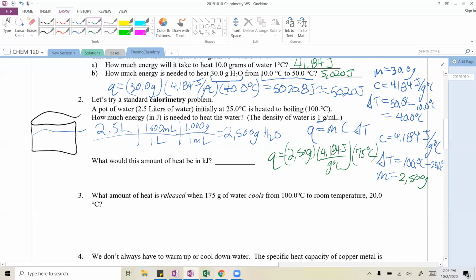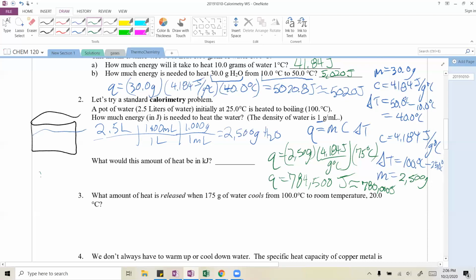So 2,500 grams times 4.184 times 75, we get a Q that's equal to 784,500 joules. This is why boiling a pot of water takes so long, because it's a lot of energy that you have to be putting inside of that. Now, when we think about the significant figures, we should just have 2, so it's really 780,000 joules.